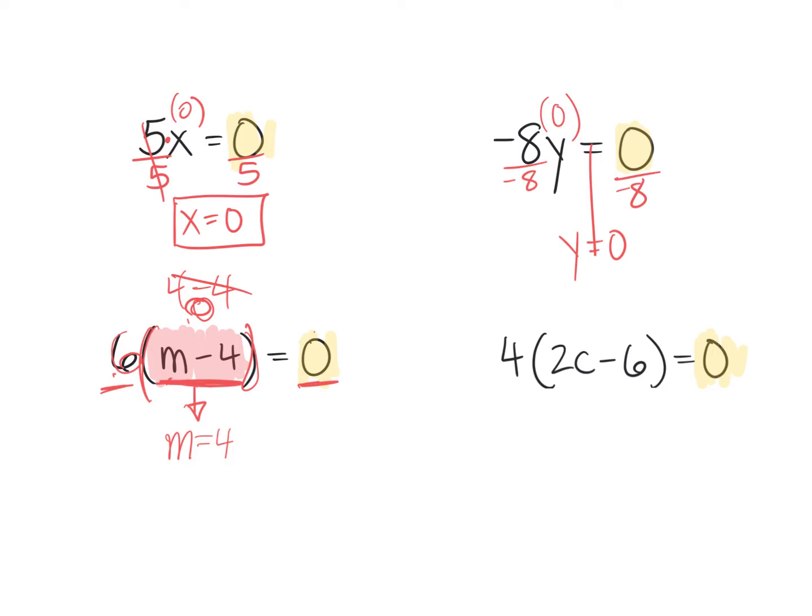Now, if you solve that the long way, you could distribute, and you could say 6m minus 24 equals 0. You could add 24. 6m equals 24. You would get m equals 4. Same way we just got it.